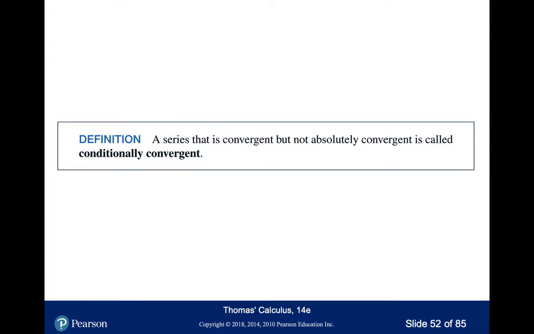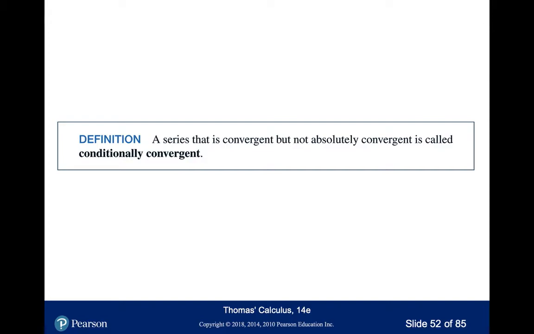A series that is convergent, but not absolutely convergent, is called conditionally convergent. So in our last lesson, we learned about absolute convergence, that we could take an absolute value of a series and see if that converges. And we said that absolute convergence implies convergence. So if we take the absolute value of something and it converges, then we can say it converges with its negatives also. But we said that that was a one-directional statement, and that's where this comes in.